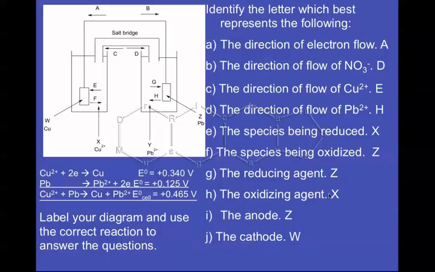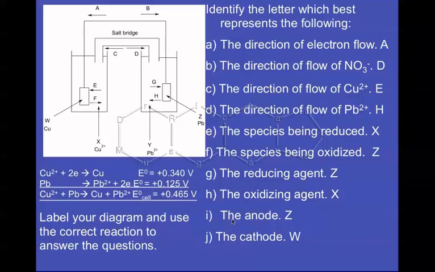Okay, oxidizing agent. The oxidizing agent is the species that's causing the oxidation. So we know that Pb is being oxidized, but what's causing it to be oxidized? What's causing it to be oxidized is the copper 2 plus, and it's the copper 2 plus accepting the 2 electrons that the lead is giving up that is causing the lead to be oxidized. So the oxidizing agent is copper 2 plus, which is X. The other way of looking at that, the oxidizing agent is always the species that is being reduced.